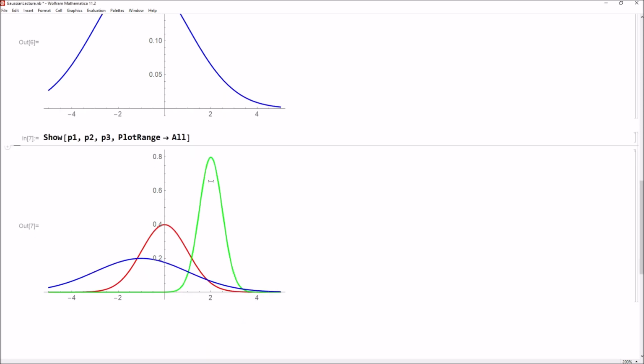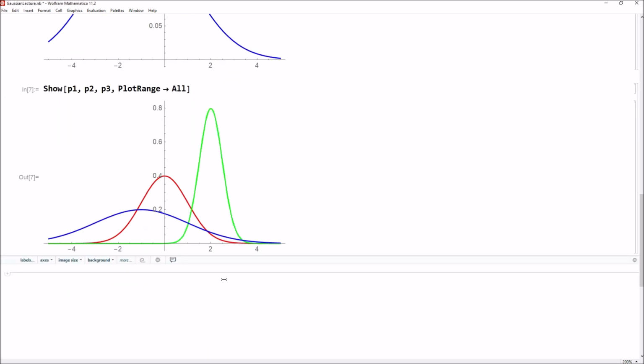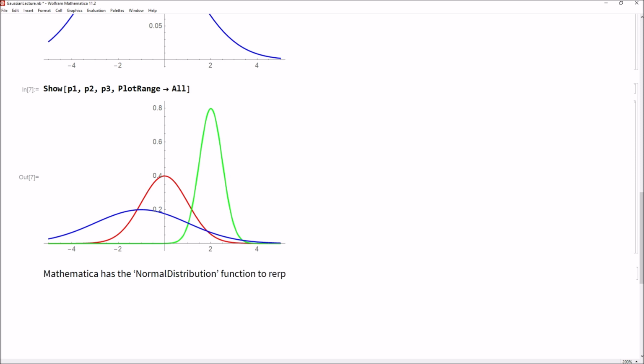I'll show you one other thing before we jump back to the board, since we're already sitting here in Mathematica. I want to just make a note here that Mathematica has the normal distribution function to represent a Gaussian.